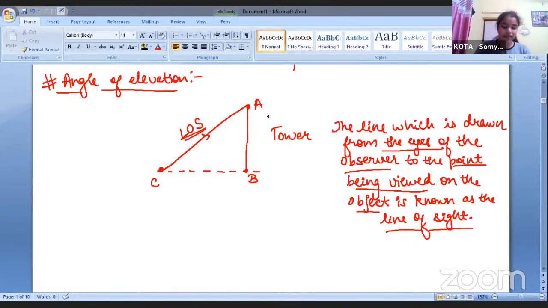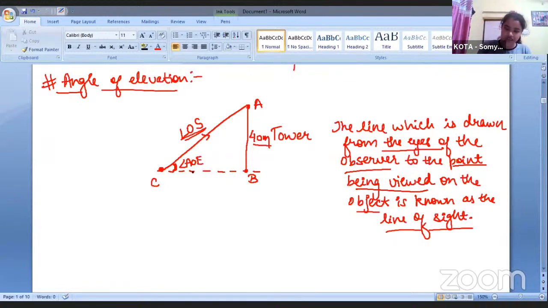Now the main thing comes here. Let the height of this tower be 40 meters because it will be helpful later. So the main thing comes here, and what is it? The angle of elevation is this.